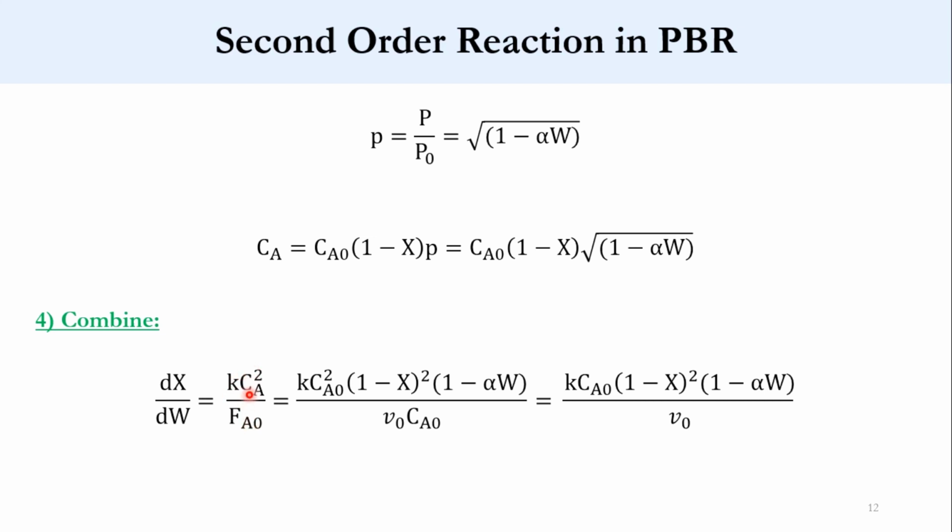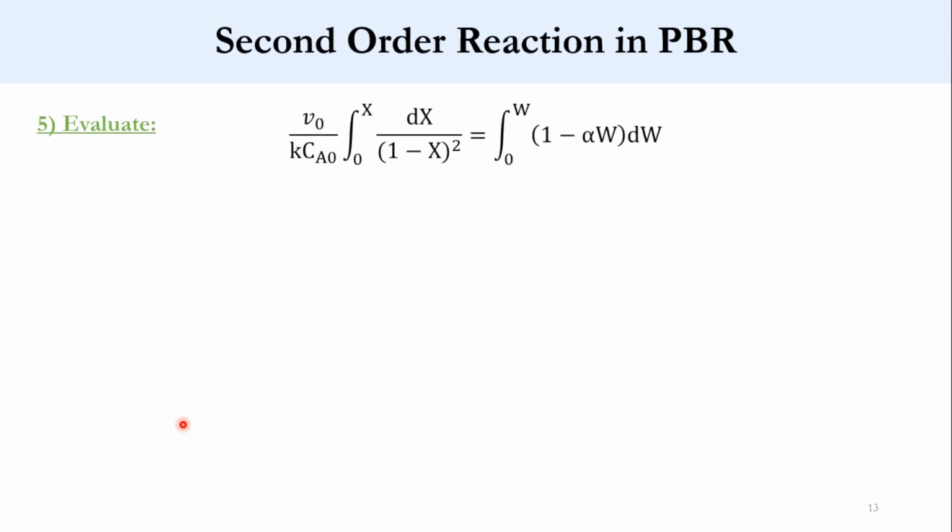Minus Ra prime is K Ca square, while Ca is Ca naught into 1 minus X into square root of 1 minus alpha W. Now that whole square means K Ca naught square, 1 minus X whole square, into 1 minus alpha W, because that square root is cancelled out with this square, over v naught Ca naught, because Fa naught is small v naught into Ca naught. v is the volumetric flow rate, C is the concentration. Accordingly, that Ca naught is cancelled out with this Ca naught. We get K Ca naught, 1 minus X whole square, 1 minus alpha W over v naught, and that is dx over dw.